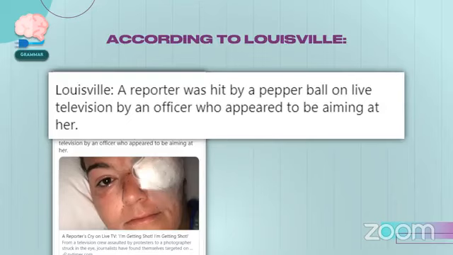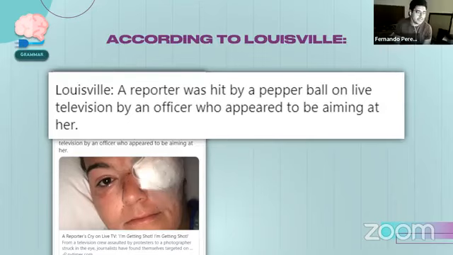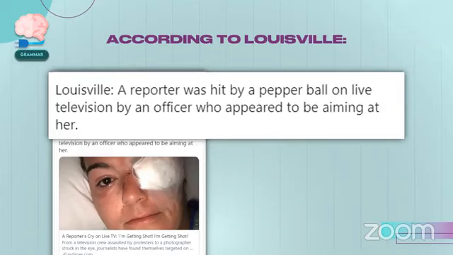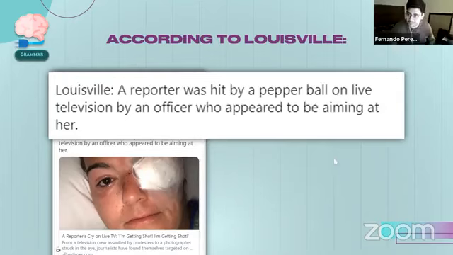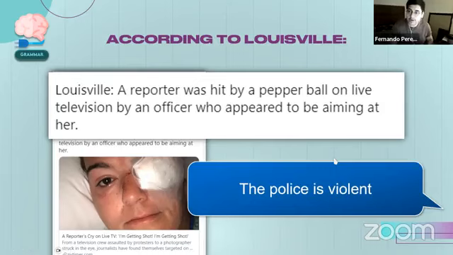An officer. And who is an officer? Who do they represent, the officer? Police. Exactly. Cops and police. So according to this story, the police is violent. What a massive difference on the three headliners that we see. No?